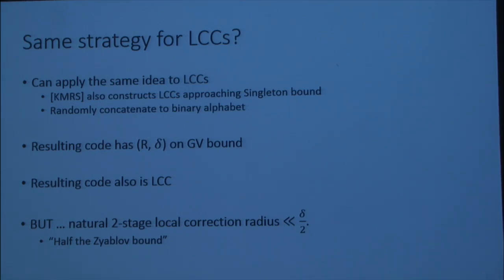And why is this? What is that correction procedure usually? So if you took this LCC, how would you correct it? You would first run the corrector on the outer code, and for each symbol, you would read the whole thing, and locally then you would correct each inner codeword.